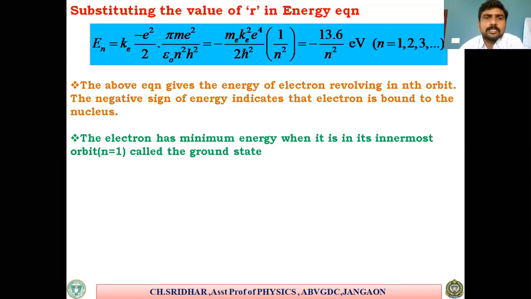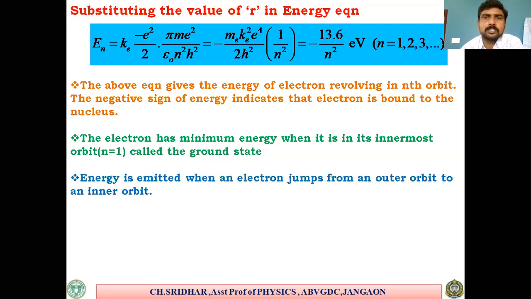So the electron has a minimum energy when it is in its innermost orbit, that is n is equals to 1, called the ground state. So when you substitute n is equals to 1, you are left with E_n is equals to minus 13.6 electron volts. So that gives the energy of the innermost orbit, that is n is equals to 1, and that is called the ground state of the hydrogen atom. So the ground state energy of the hydrogen atom is E_1 is equals to minus 13.6.